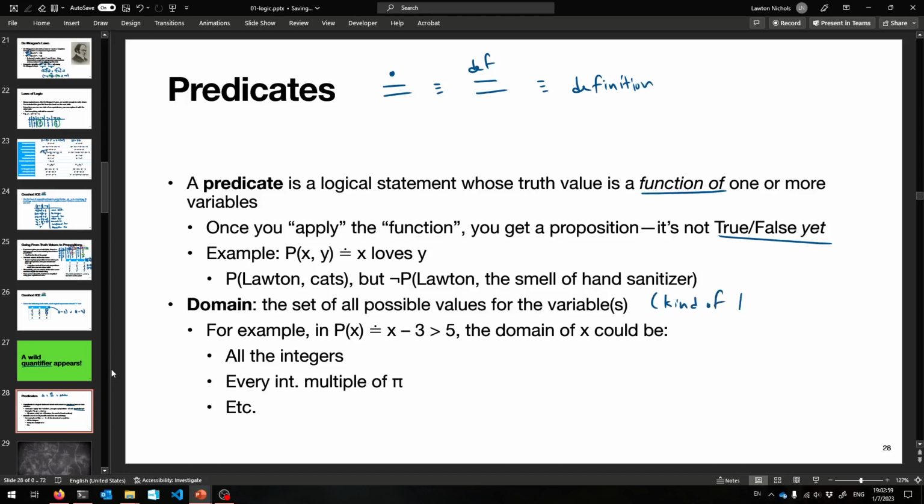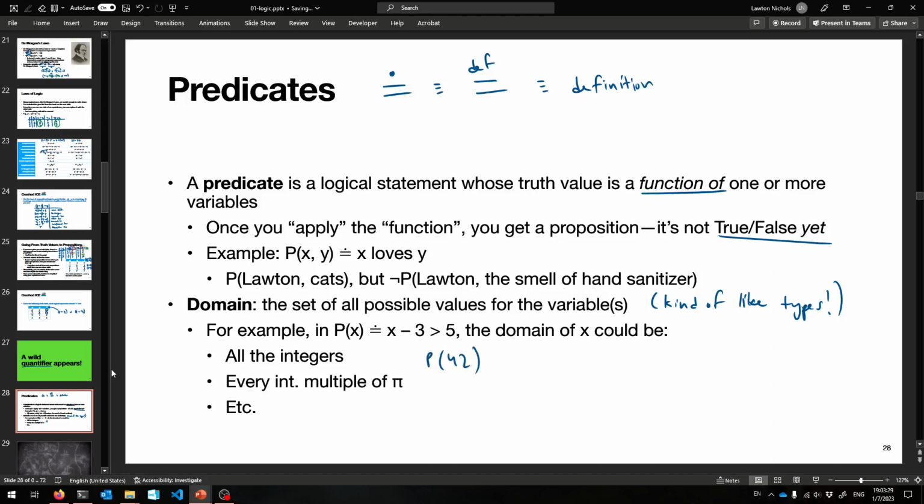Kind of like mathematical types. All right, so for example, if you define this predicate, P of x, to be this idea: given an x, check if x minus 3 is greater than 5. Then what's the domain? What are all the values that P works on? Well, how can you use P is the question.